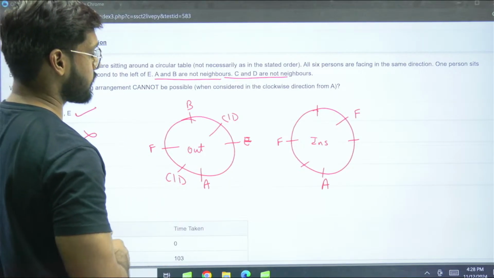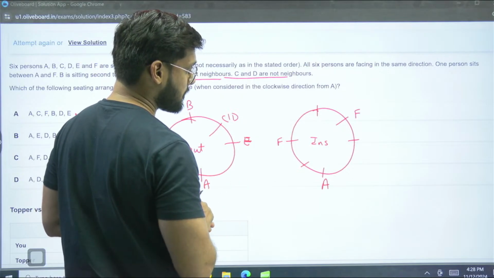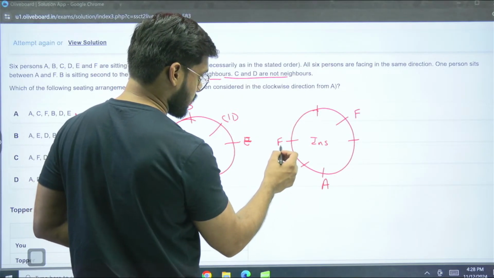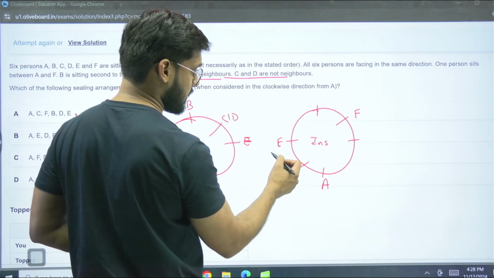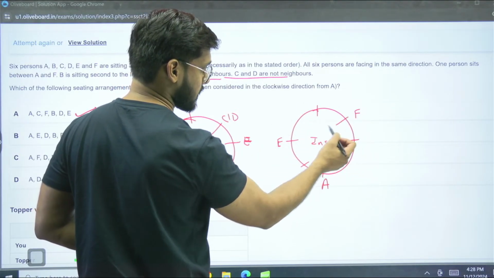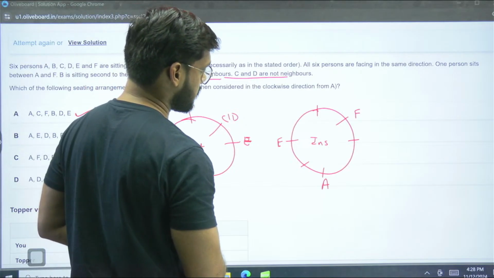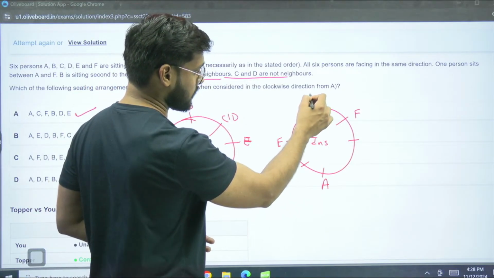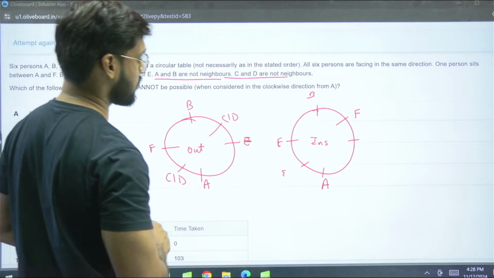B is sitting second left of E, and B is not the neighbor of A. If I'm fixing E over here, B cannot come in place of A. And if I'm fixing E over here, B can come over there. A and B are not neighbors. C and D are not neighbors.